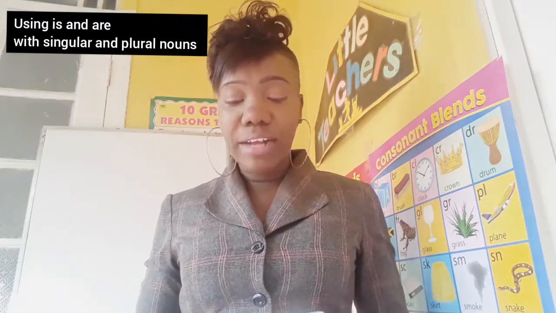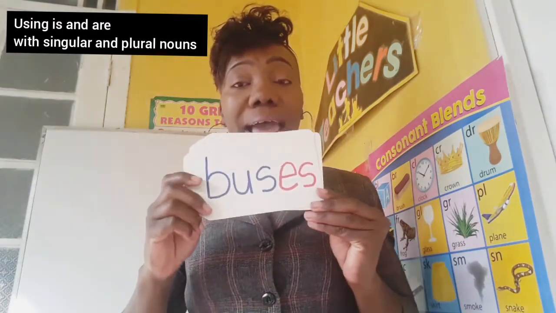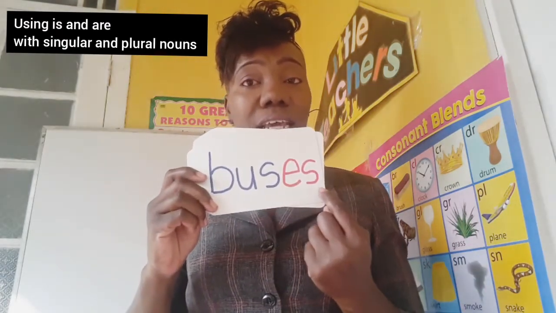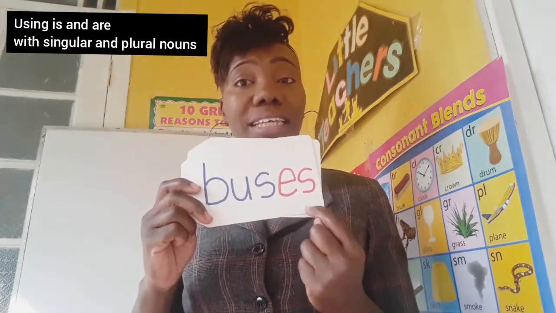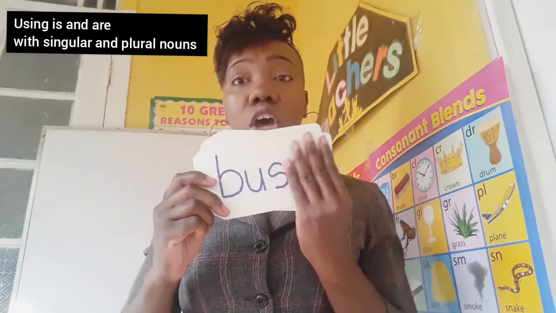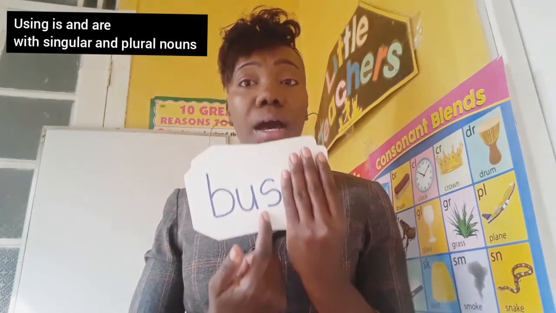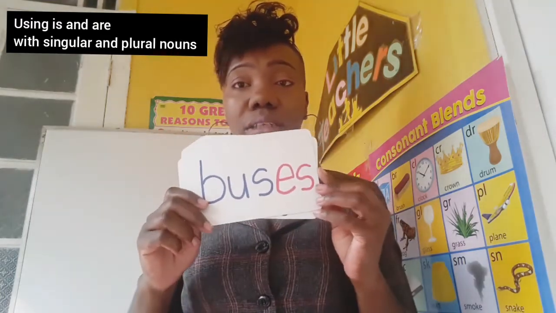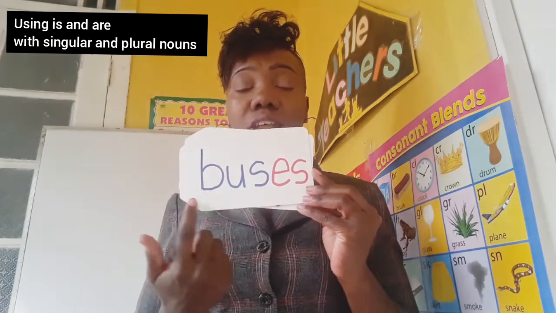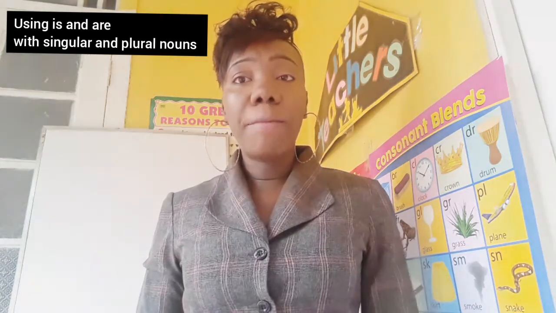Also, we learned that for some nouns, we make them plural by adding es. Nouns that end with s, we add es to make them plural. So, this was the word bus. Singular bus means one bus. And now it is buses. And this is plural, buses, meaning more than one bus.